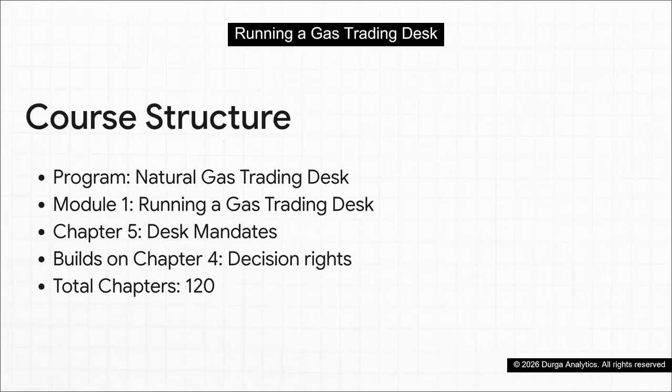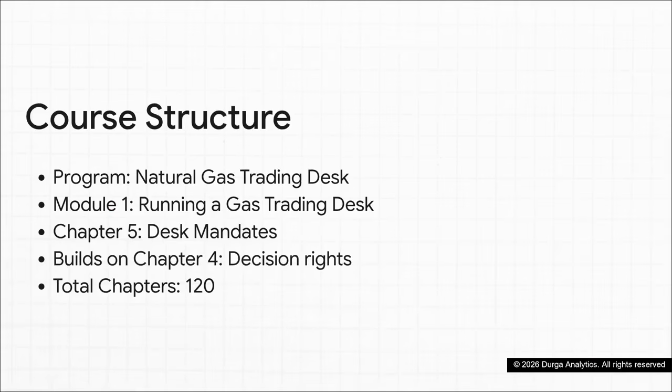So before we jump into the weeds, let's quickly ground ourselves in the overarching map of our natural gas trading desk master program. This is a sequenced journey across 9 modules and 120 chapters. Right now, we're in Module 1, and we're tackling Chapter 5. This builds directly on the foundation we laid in Chapter 4, and we're zeroing in on how decision rights must operate inside a hard, unforgiving mandate boundary.